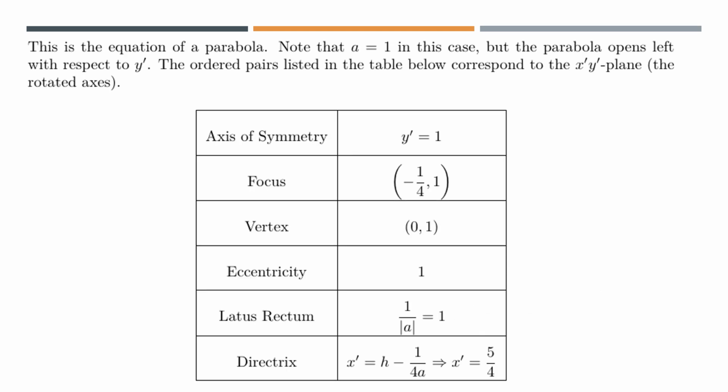This is the equation of a parabola. Note that a equals 1 in this case, but the parabola opens left with respect to y prime. The ordered pairs listed in the table below correspond to the rotated axes, the x prime, y prime plane. So the axis of symmetry is y prime equals 1. The focus is at negative 1/4, 1. The vertex is at 0, 1. The eccentricity is 1. Eccentricity of a parabola is always identically 1 by definition. The length of the latus rectum will be 1 because a is 1 in this case. And the directrix will be located at x prime equal to 5/4. It'll be that line.